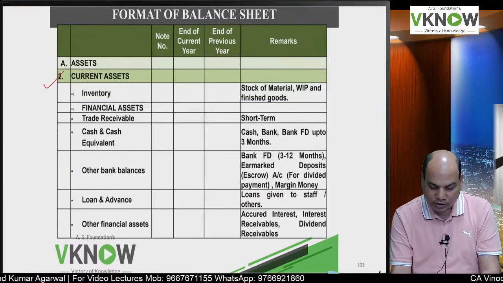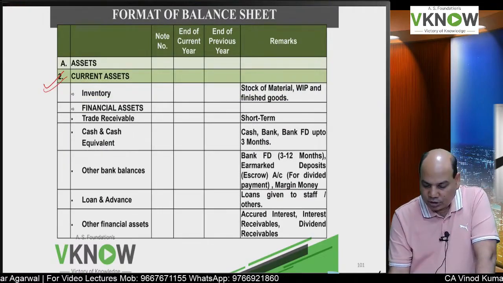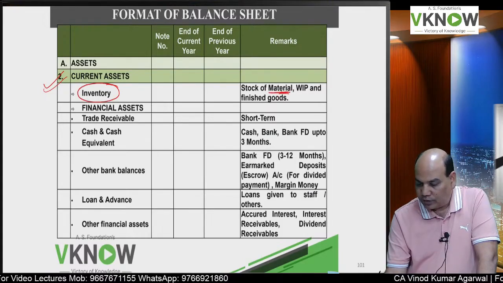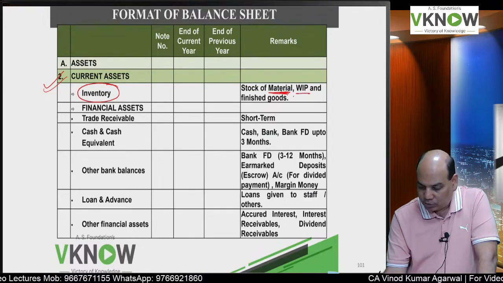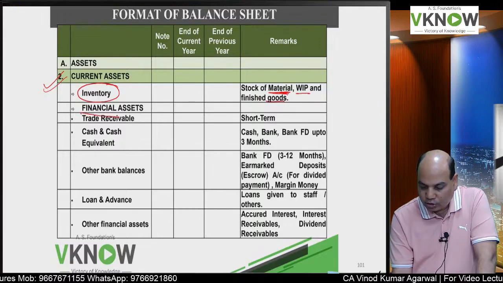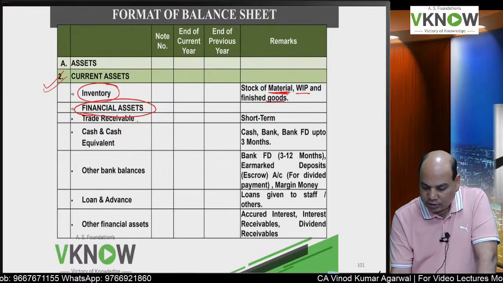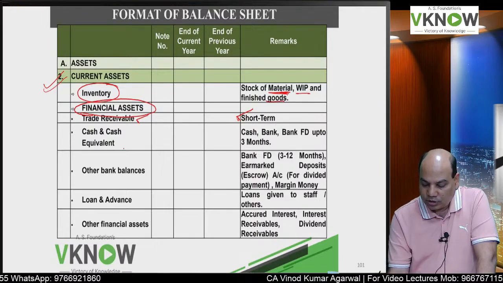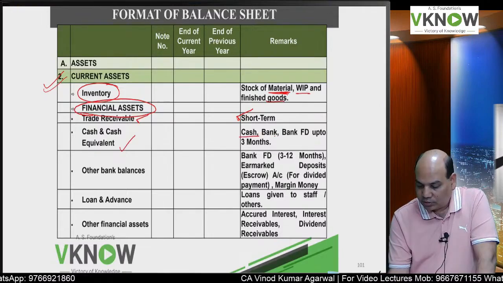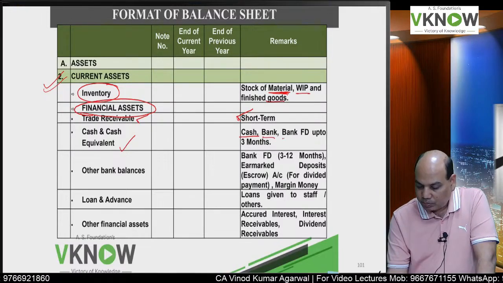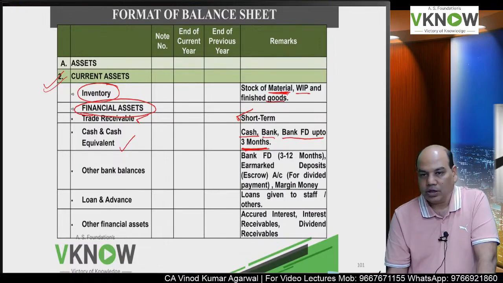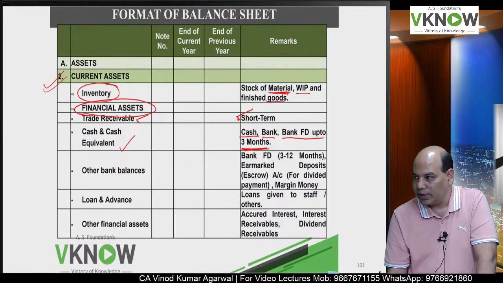Then the second part of the asset side is current asset. Under current asset, you will start with inventory. Different types of inventory you will present separately, like raw material, WIP, finished goods, stock in trade, and then you will write financial asset. Under that you will write trade receivable if it is short term. Cash and cash equivalent: under that we will write cash in hand, cash at bank, bank FD whose maturity is 3 months. Bank FD whose maturity is 3 months from the date of acquisition will come under cash equivalent.